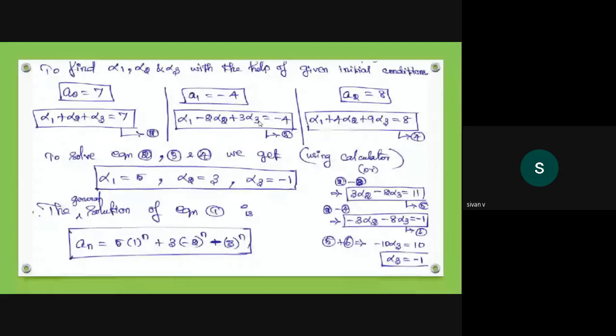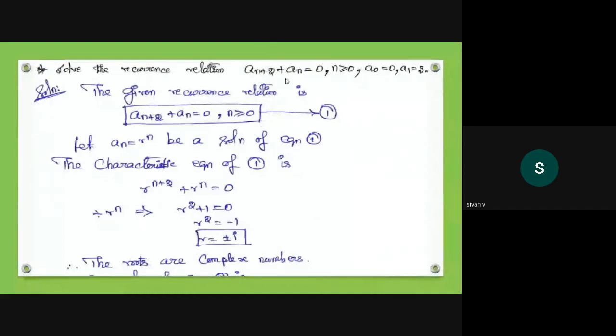Solve the recurrence relation a n plus 2 plus a n equal to 0, n greater than or equal to 0. The initial conditions are a naught equal to 0 and a1 equal to 3. Given the recurrence relation, replace a n by r power n. Therefore r power n plus 2 plus r power n equal to 0.